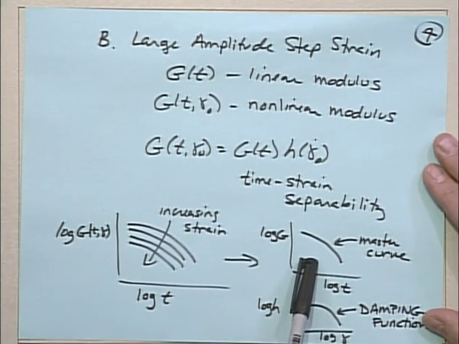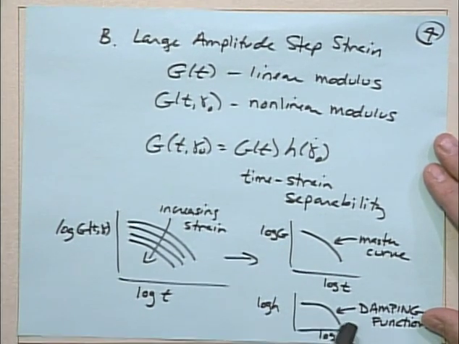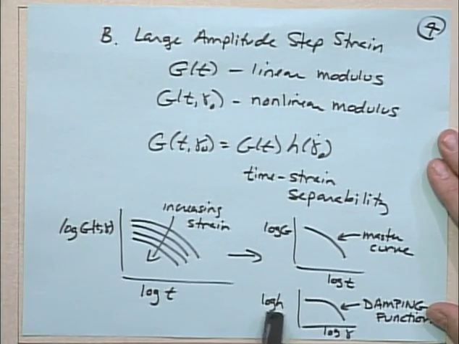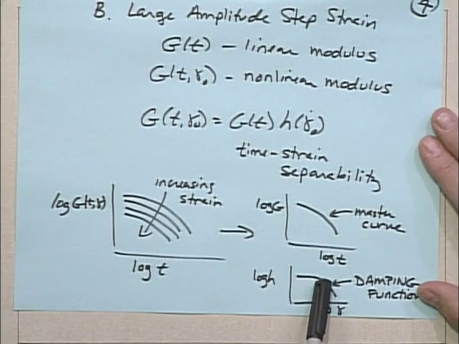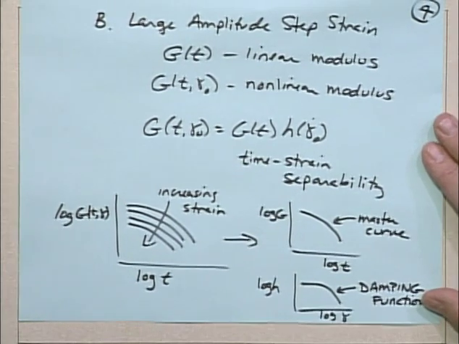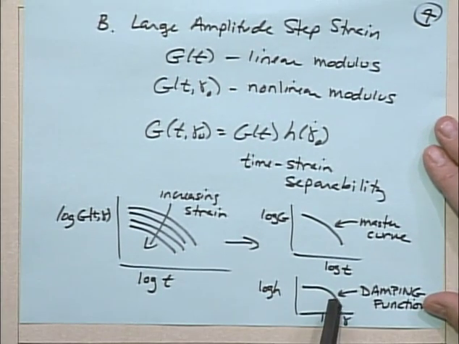And then how much you shifted it became this thing called the damping function, which looks suspiciously like viscosity, but it really doesn't have that meaning at all. The damping function is how much nonlinear effect you see as a function of strain. And you see no nonlinear effect at small strain, and then you see a nonlinear effect that increases with increasing strain. And this is predictable with advanced constitutive equations also.